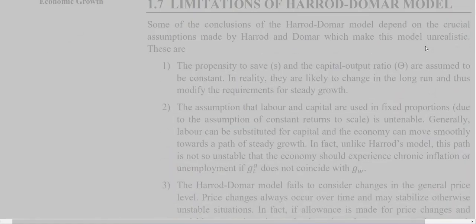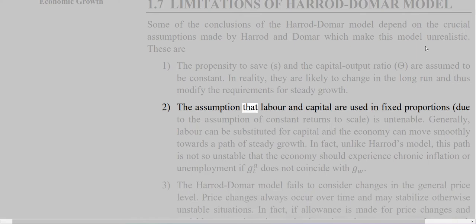Economic growth. 1.7 Limitations of Harrod-Domar model. Some of the conclusions of the Harrod-Domar model depend on the crucial assumptions made by Harrod and Domar, which make this model unrealistic. These are: 1. The propensity to save, S, and the capital output ratio are assumed to be constant. In reality, they are likely to change in the long run and thus modify the requirements for steady growth.